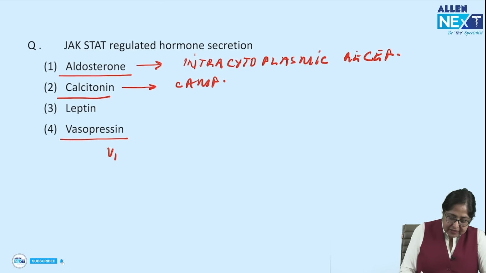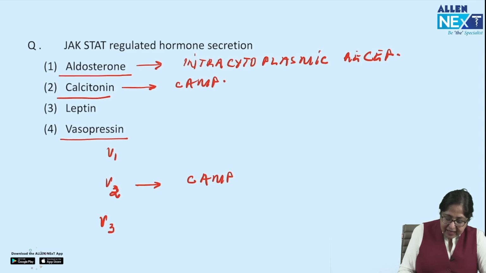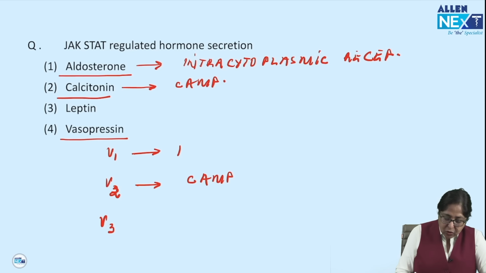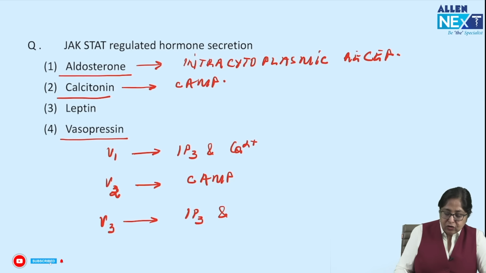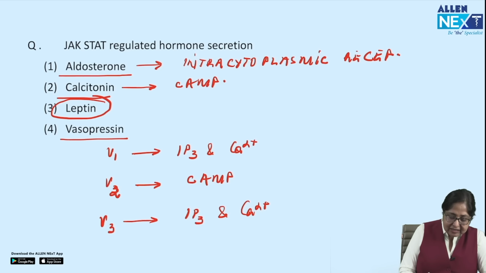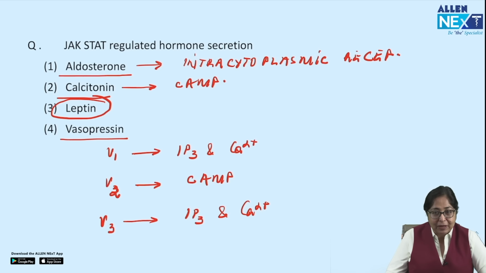For vasopressin, there are three receptors, V1, V2, and V3. V2 uses cyclic AMP as the second messenger. V1 uses membrane-bound phospholipase or inositol triphosphate as the second messenger and calcium as the third messenger. V3 also uses inositol triphosphate and calcium. Leptin acts via the JAK-STAT pathway.